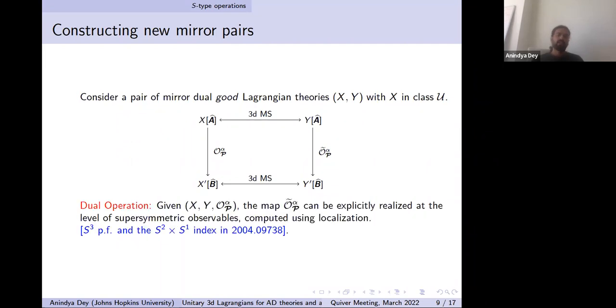Okay. So the way to do this is to basically realize this operation in terms of some supersymmetric observable and try to read off Y prime. And in general, this is a difficult task. In general, if the gauging involved is non-abelian, then there's no guarantee that Y prime is a Lagrangian theory. In fact, in many cases, it turns out that it's not a Lagrangian.